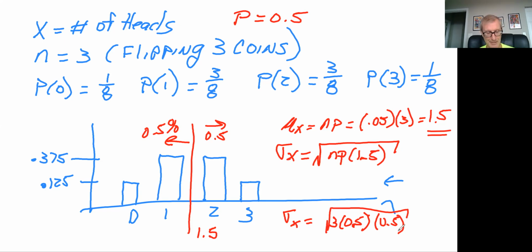So you get out your handy calculator and it'd be 0.5 times 0.5 times 3, which is 0.75. So that would be the square root of 0.75. And when you take the square root of that, you would get a standard deviation of 0.866.